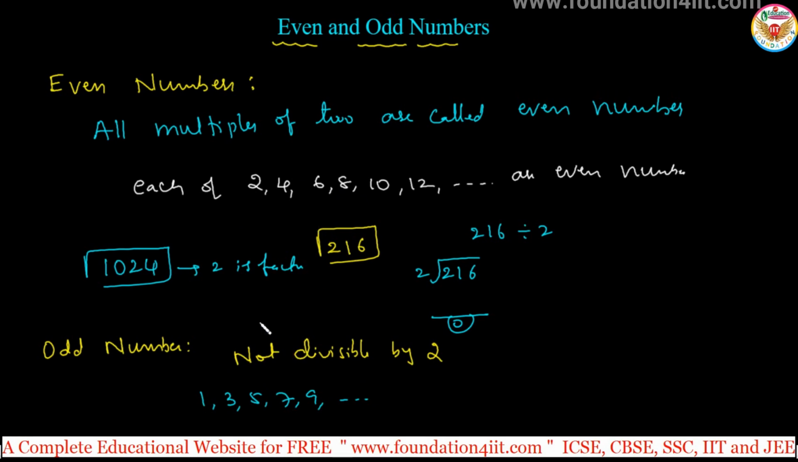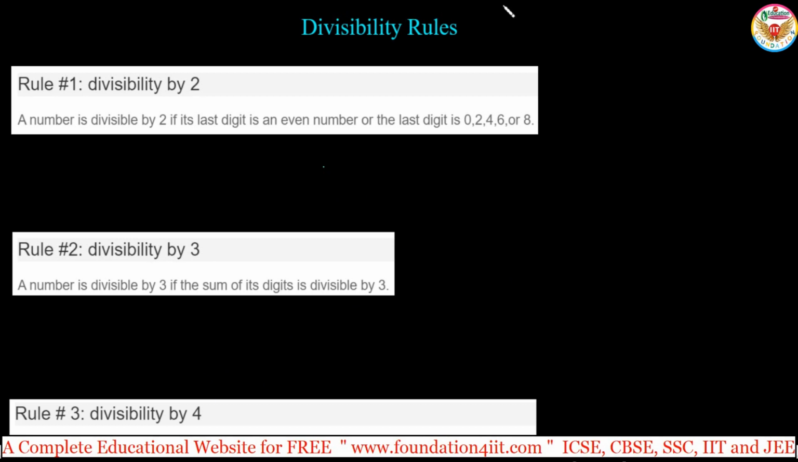Now using this concept, let us start the divisibility rules one by one. Let us see a few rules according to your syllabus in this topic. First one, divisibility by 2. Without doing actual division, using these rules we can say whether a number is exactly divisible or not.